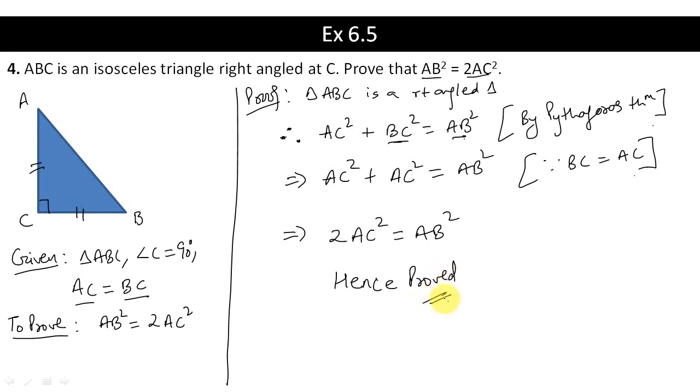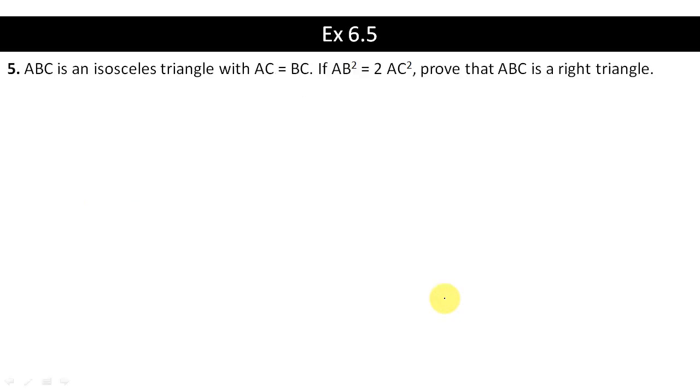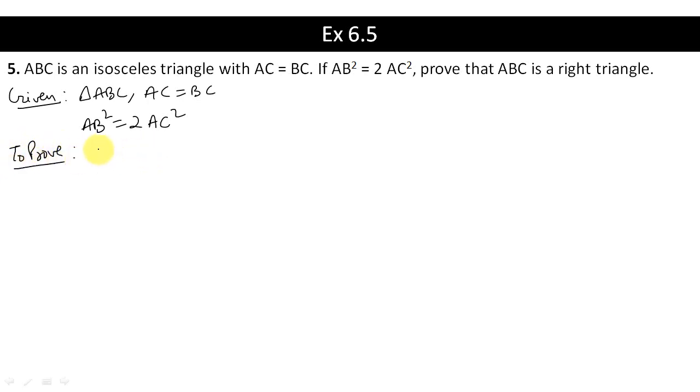Okay, moving on to the next question, question number 5. Now ABC is again an isosceles triangle with AC equal to BC. So it is given that triangle ABC, in which AC is equal to BC. Also it is given that AB square is equal to twice AC square, and I need to prove that triangle ABC is a right triangle, or I can say right angled triangle.